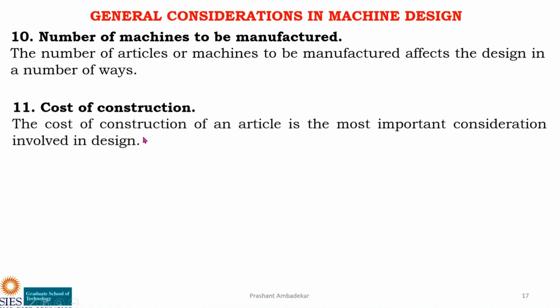Then cost of construction. The cost of construction of an article is the most important consideration involved in design. No one will purchase a product which is costly. Everyone would like to have a product which is of less cost. So as far as possible, the cost of product should be minimum, because after the cost of product, the actual cost of production of a product is determined.